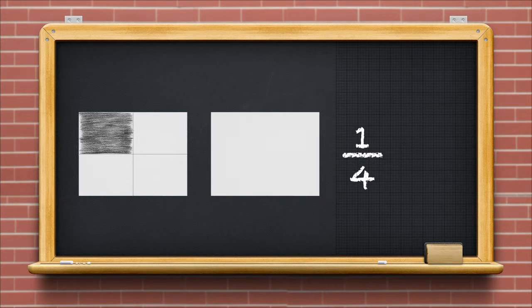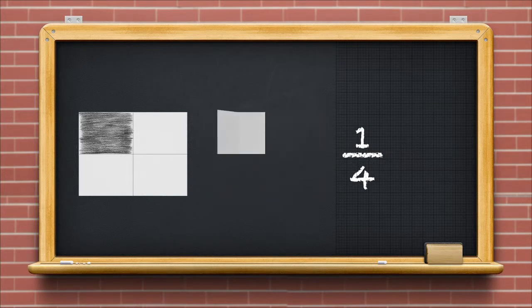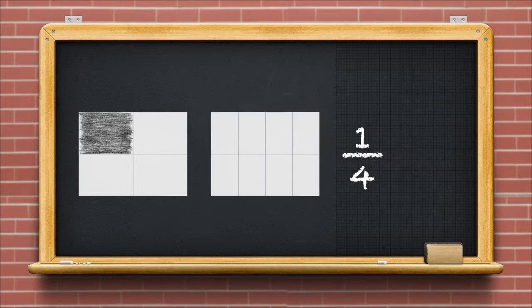Students can also see it for themselves when they fold a sheet of paper into 4 equal parts. Ask them to shade one part. The shaded part is 1 upon 4. Using another sheet of paper of the same size, ask students to fold the paper into 8 parts. Now shade one part. The shaded part is 1 upon 8.